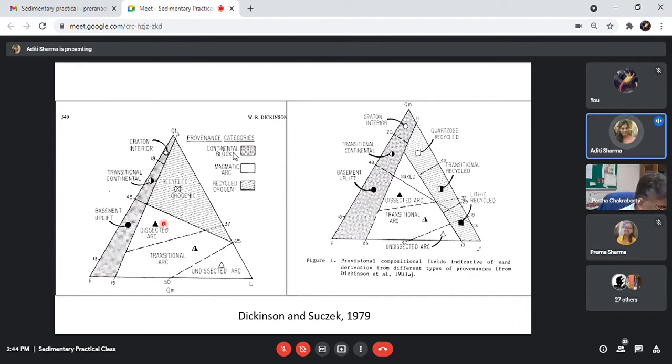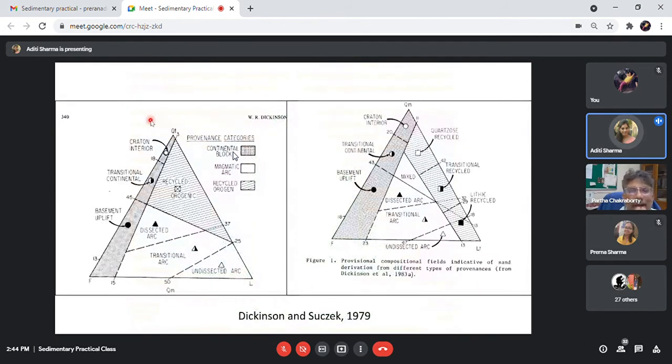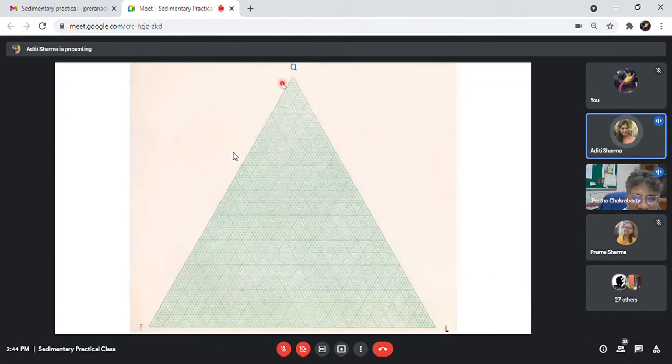For this, we use a triangular coordinate paper where, as you see, these fields are defined. This is demarcating the quartz, this point is demarcating the feldspar, and this is for lithic fragments. Okay, so this is a triangular coordinate paper. How do we assign the axes and the marks or the data values to this paper? We'll see. This is marked as quartz.